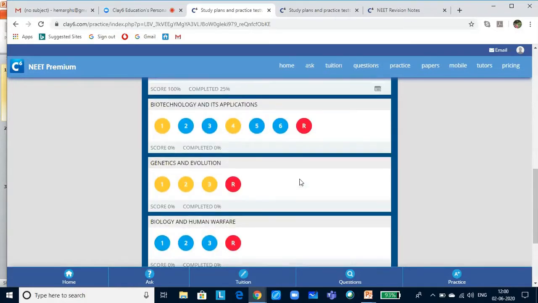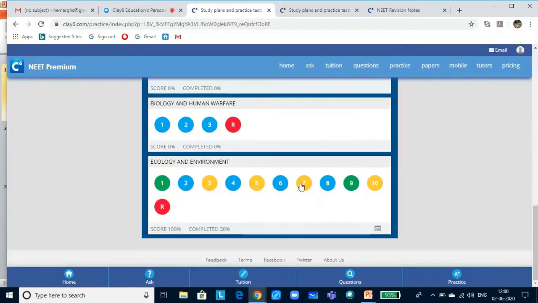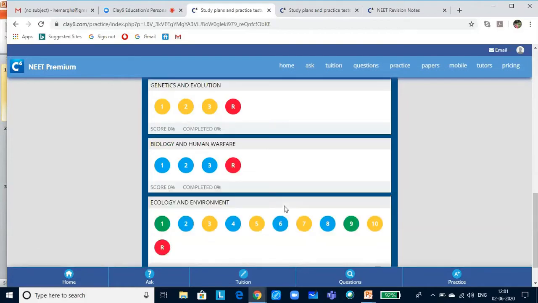Now, if you look at each and every chapter, there are a lot of tests, and all these are based on their importance in the NEET exam and also the complexity of the textbook. Once you have completed all the lower levels of the test, you can click on the red bar button, which is a randomized test.